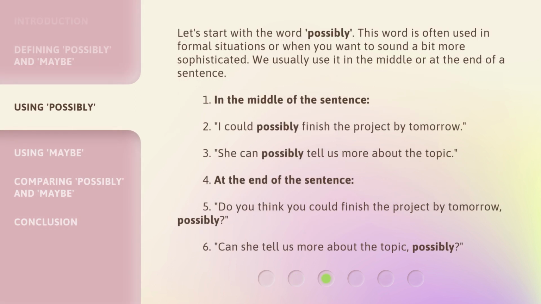Let's start with the word possibly. This word is often used in formal situations or when you want to sound a bit more sophisticated. We usually use it in the middle or at the end of a sentence. 1. In the middle of the sentence. 2. I could possibly finish the project by tomorrow. 3. She can possibly tell us more about the topic.